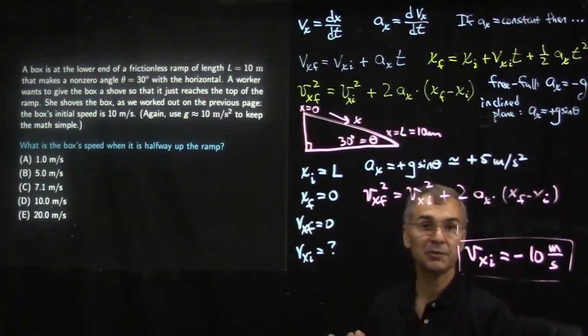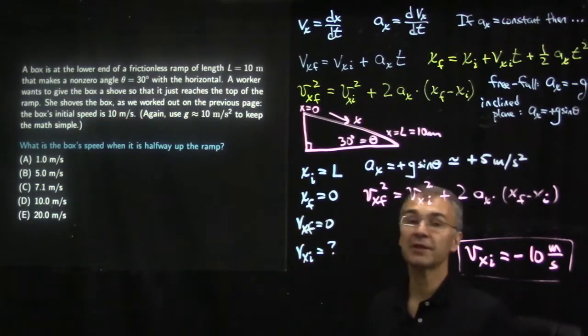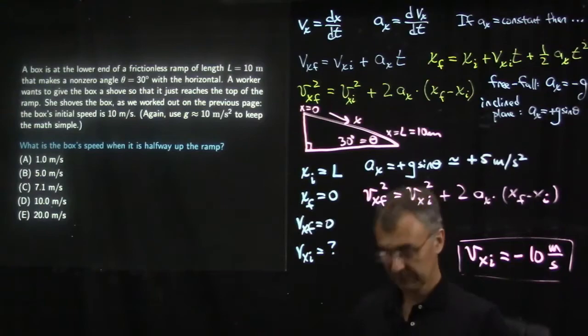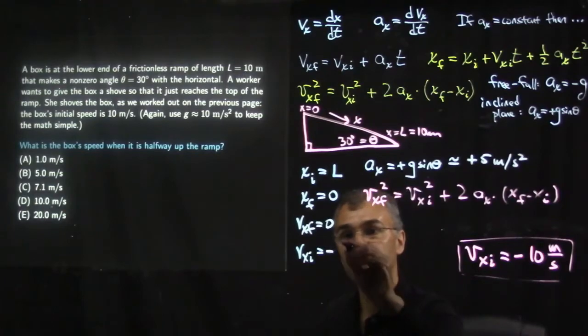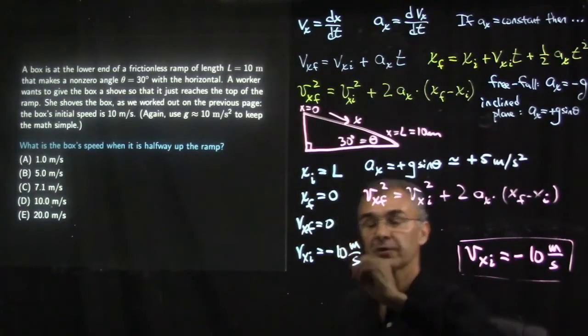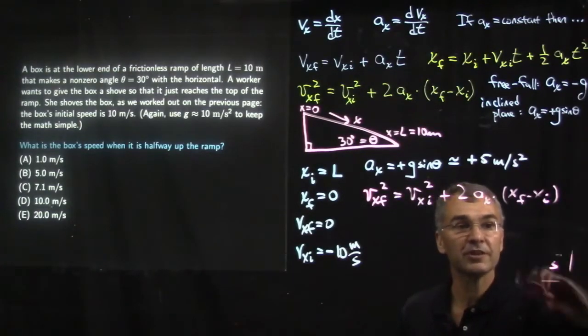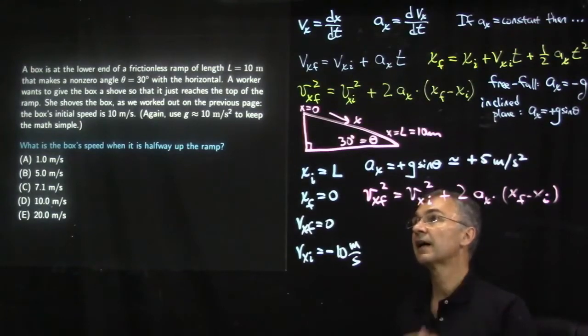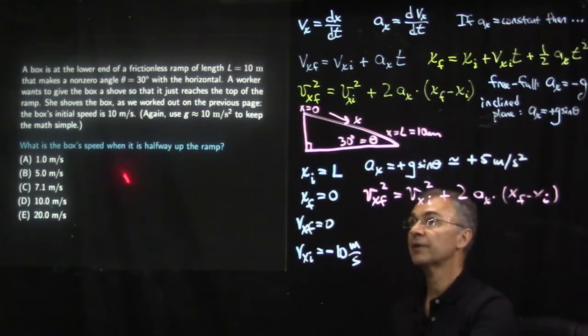Okay, now let's extend that same problem. So we're going to start with the same scenario, except we worked out that its initial speed was 10 meters per second. So in fact, it's uphill. So if we care about the sign, then Vx initial is minus 10 meters per second. So we can actually use the same equation to figure out how fast it is going when it's halfway up the ramp. What is the box's speed when it's halfway up the ramp?